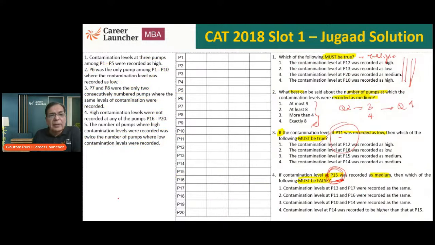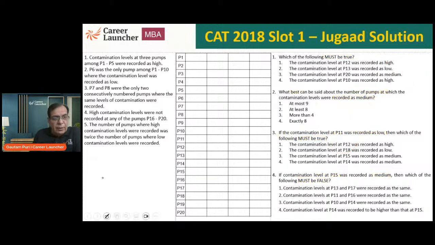Chalo, let's get started with the data first, with solving the first. But again, I'll just highlight the critical part. Must be true. Number of pumps at which contamination level was recorded as medium. Contamination level at P11 was low. This is critical because this is additional information which I'll use. Contamination level at P15 was recorded as medium. Which of the following must be true? Chalo, let's start with it now.